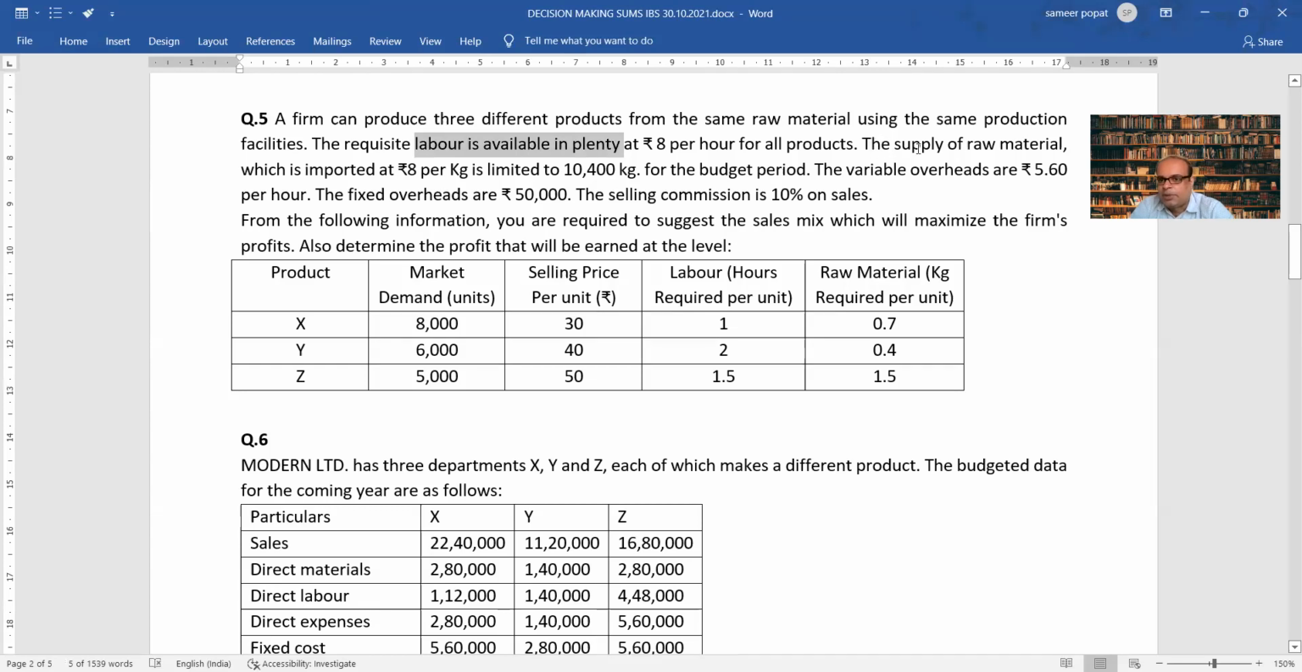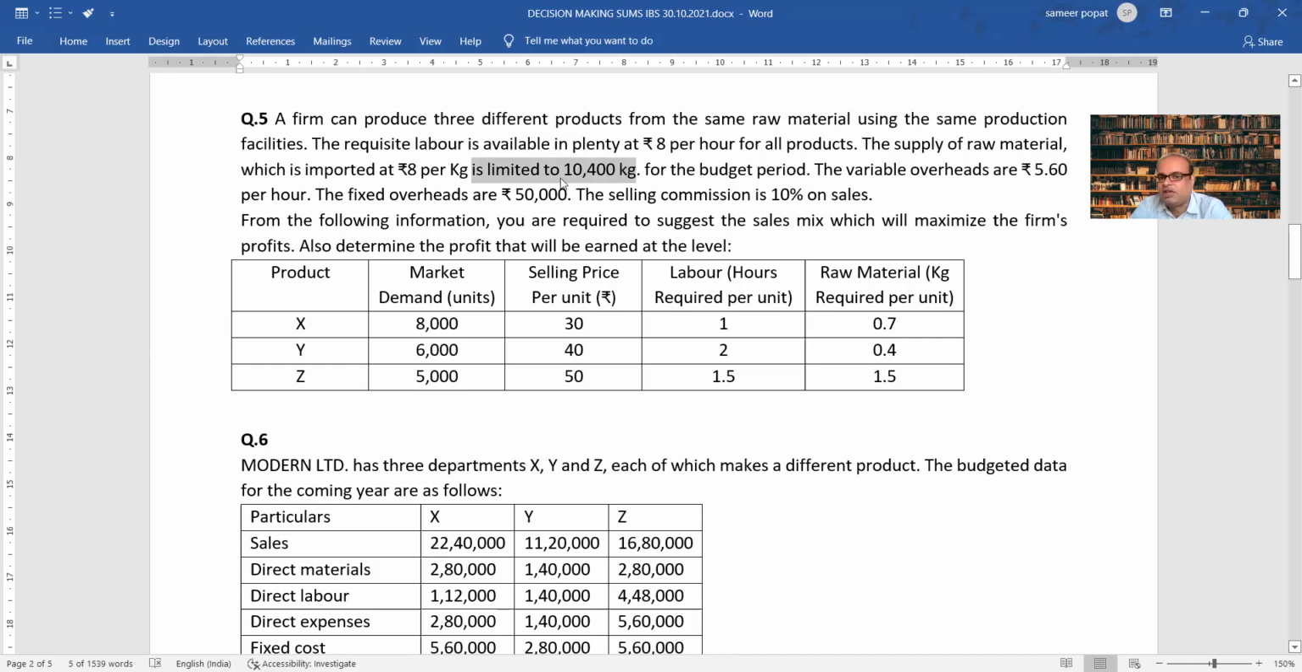It says further, the supply of raw material, which is imported at ₹8 per kg, is limited to 10,400 kgs for the budget period. So this is limited. We cannot import beyond 10,400 kg. Either the supplier is not willing to give us more than 10,400 kg, or else there is a government restriction or quota to import the material not beyond 10,400 kg. So some restriction is there, and that is why we are available with only 10,400 kg of material. Beyond that, material is not available.